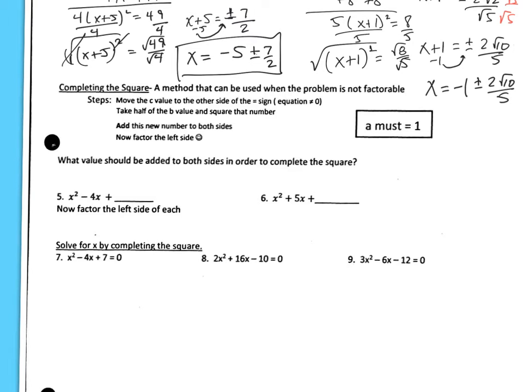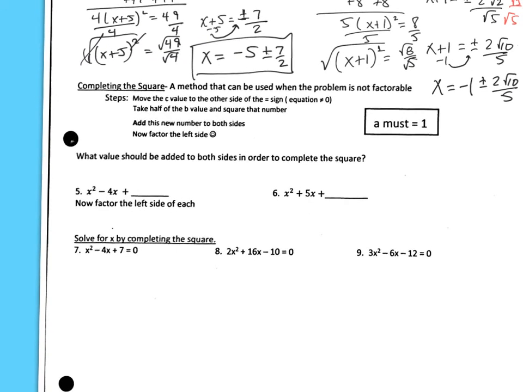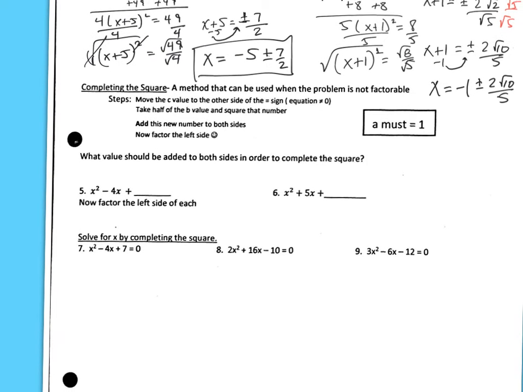The problems that you see here for 4 and 5 are incomplete problems. These are just pieces of a problem. So here are the steps. We have to move that c value, that plain number, out of the way. It's basically in the way. So the equation should not equal 0. Also, something that's very important, that first term has to equal 1. We'll go through what happens if it doesn't.